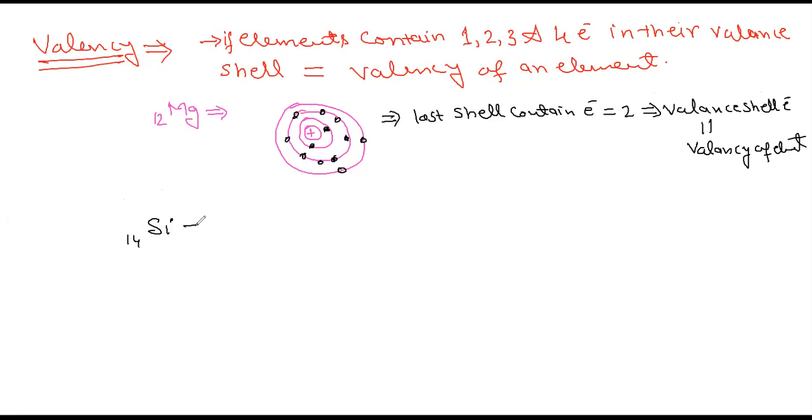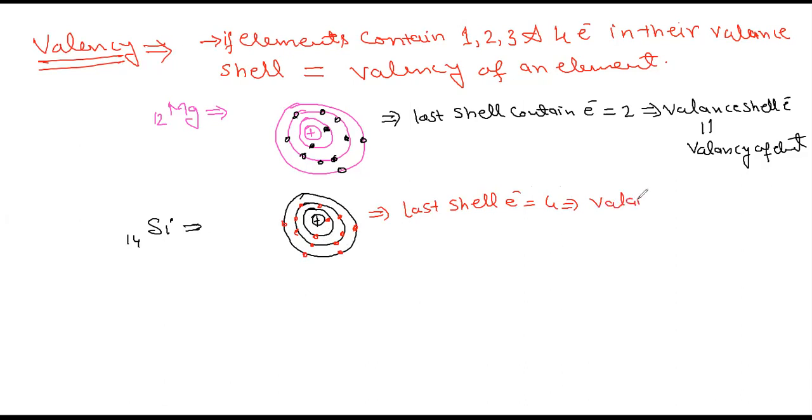Now the second example, I have taken silicon, Si. Si is 14. Whenever you draw the structure, this is the nucleus, the first shell, second shell, and third shell. The first shell contains 2 electrons, the second has 8, and the third contains 4 electrons. So the last shell electrons equal 4, which equals the valence shell electrons, and that is also the valency.